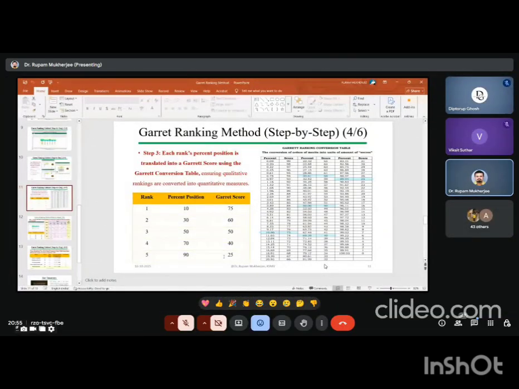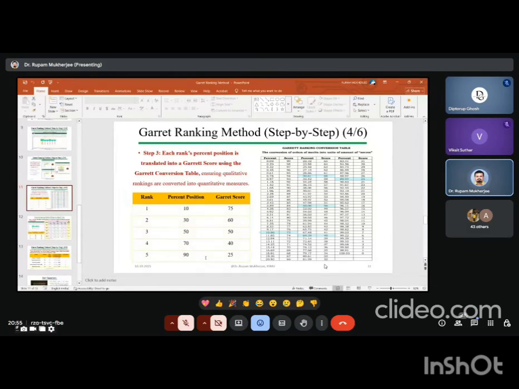Yes, sir. You get it? Rank 1 has percent position 10, but the Garrett score is 75. Rank 2 has percent position 30, but the Garrett score is 60. So you see, the lower the rank, the lower the Garrett score. But the lower the rank, the higher the percent position.